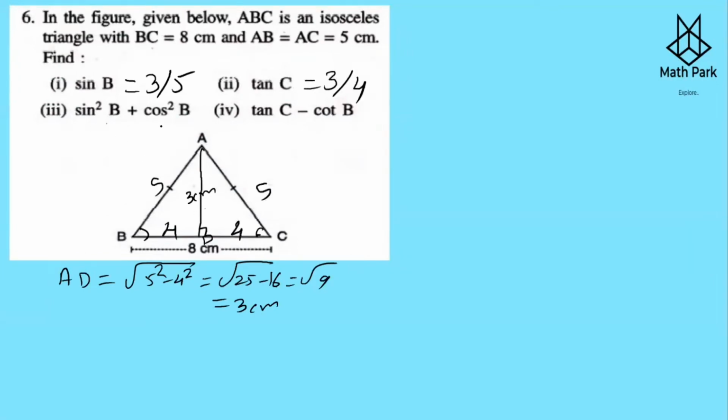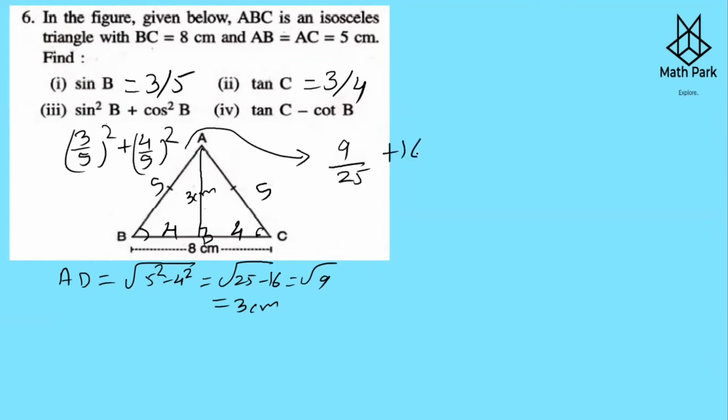Then you have sine square B plus cos square B. So sine square B is 3 by 5 and then the square of that. And cos B is adjacent upon hypotenuse, that is 4 upon 5 and then the square of that. Let us simplify this over here. So 3 square is 9, 5 square is 25, 4 square is 16, 5 square is 25. So 9 plus 16 you get 25 by 25, which is equal to 1. So this is how we get sine square B plus cos square B as 1.